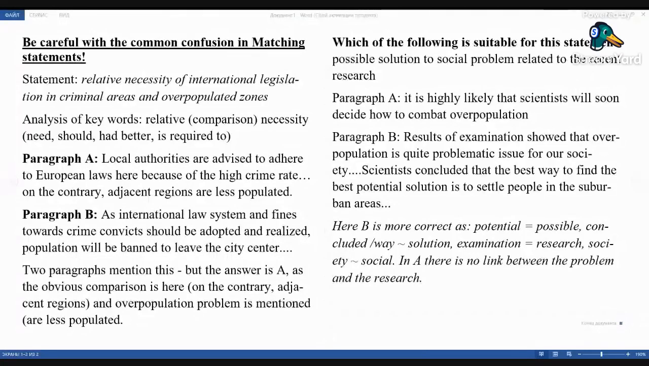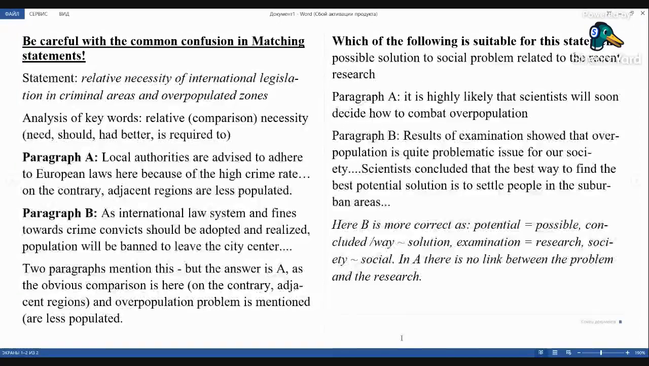Well, let's analyze two interesting situations which you need to consider while doing matching statements. For example, the statement given to you is: relative necessity of international legislation in criminal areas and overpopulated zones. So the type of information that you need to find is about necessity, a relative necessity, and necessity means that you need to find something like need, should, had better, is required to, is advised to, and something like this.